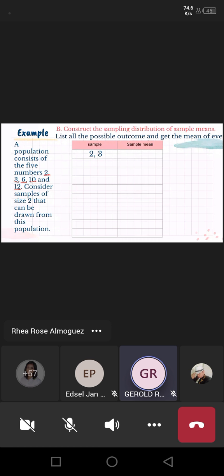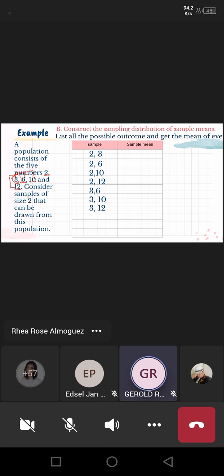Ipa-partner mo tong 2 sa lahat ng kasama niyang numbers. So, after ng 2, 3, next is 2, 6. And then 2, 10, and then 2, 12. So, yung 2 natin na partner mo na sa lahat. Okay, next is 3. Yung 3 na to, ipa-partner mo sa 6, sa 10, and then sa 12.